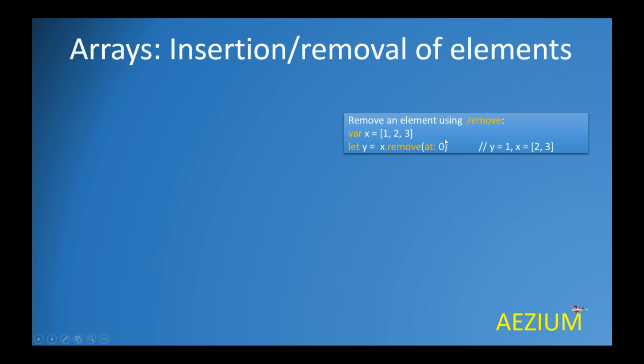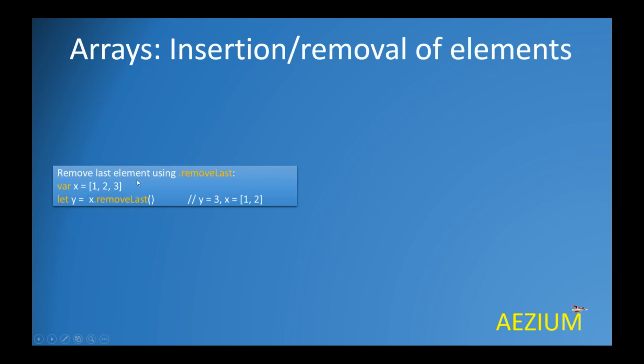What this returns is the removed value. So in this case, 1 is removed and is assigned to y. When we are using remove, it is important to use a valid index. If we don't use a valid index, this will result in a runtime error.